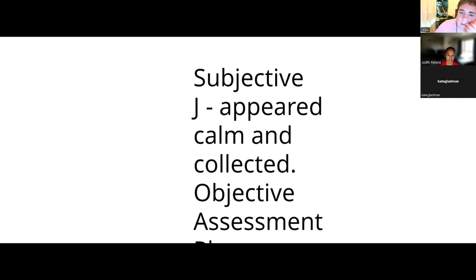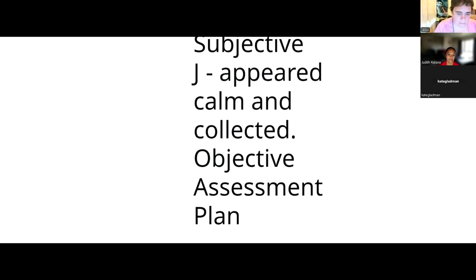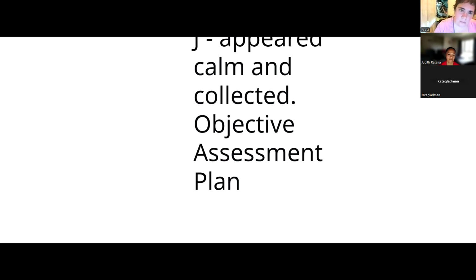I'm not too sure. Okay. So one of the things with the subjective is we could write about the symptoms that they're experiencing. An example could be Jasper appeared distracted, or he appeared focused, maybe, depending on that kind of thing.